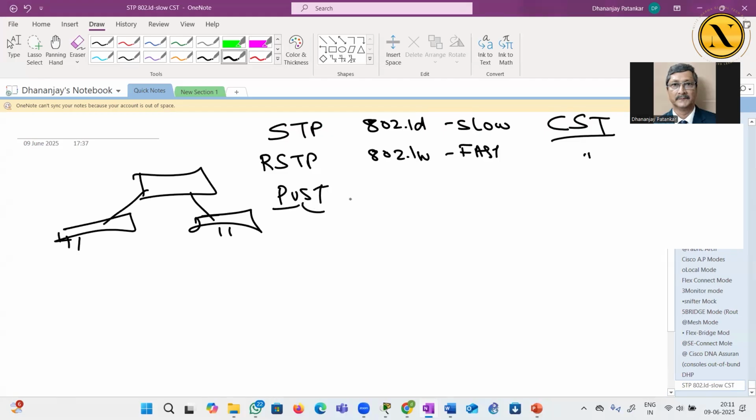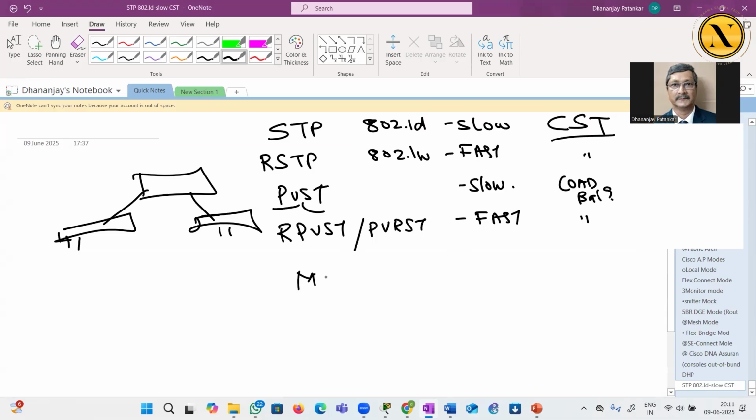Now this means load balancing, correct? We have seen this. I think in theory we saw, not practical, right? And of course, this is slow. So Cisco took this and made it rapid PVST. So now this has become fast and also supports load balancing. You can call it rapid PVST or per VLAN rapid spanning tree. It's one and the same thing.